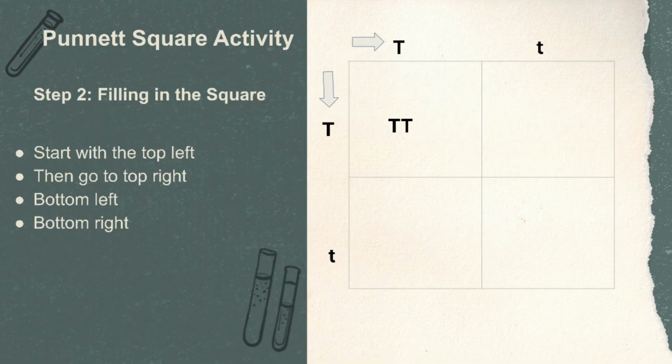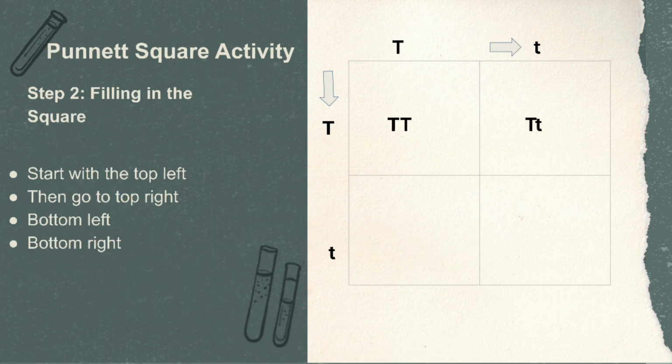To make it easier to follow, I like to start with the top left box, and that would lead to me combining capital T and capital T, which is shown by the arrows. And since capital T is for tall, capital T and capital T would make a tall phenotype. I like to make my way over to the top right and do capital T and lowercase t. When combined, that still gives us a tall phenotype because capital T is dominant.